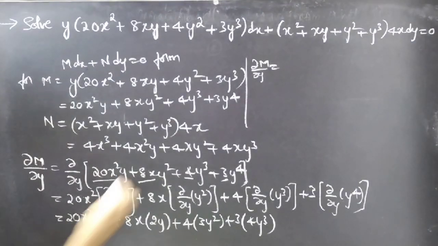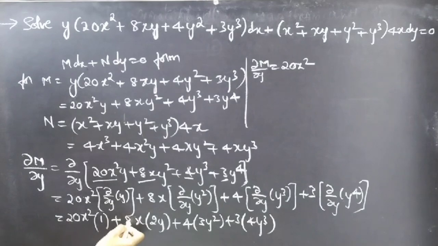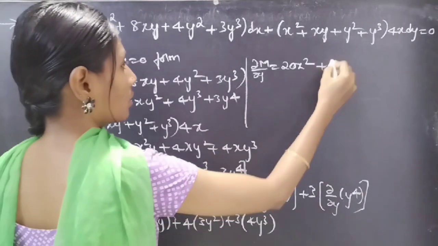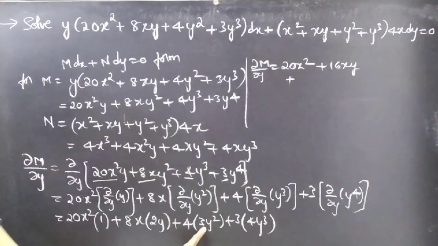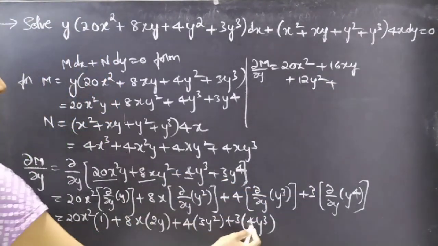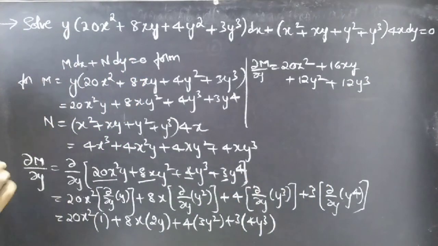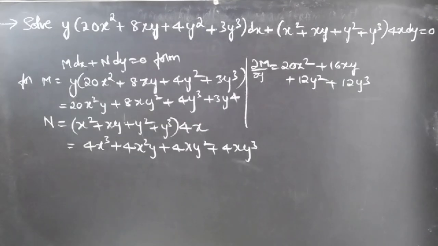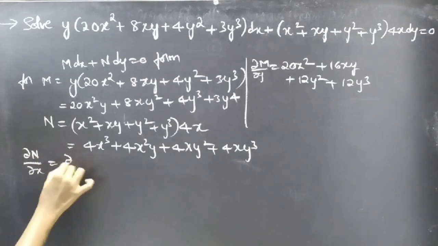1 into 20x², plus 8 2s are 16xy, 4 3s are 12y², 3 4s are 12y³. Okay, so this is the partial derivative with respect to y. Now coming to the partial derivative of N with respect to x.